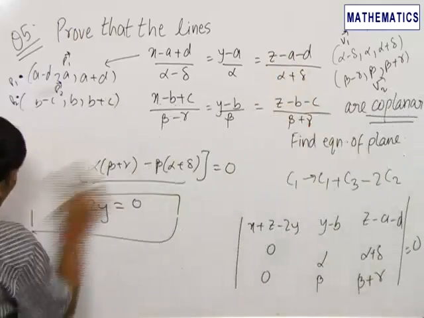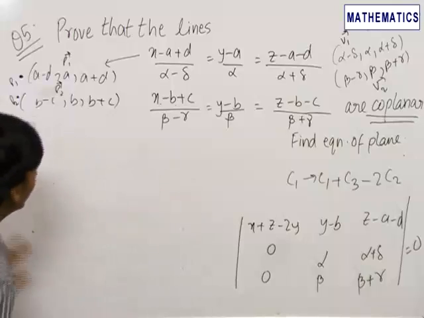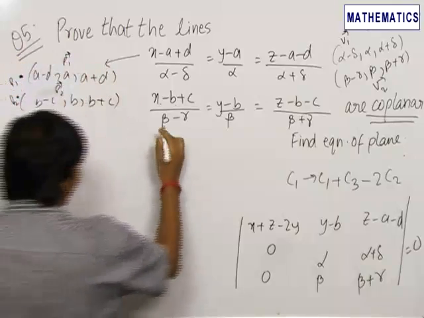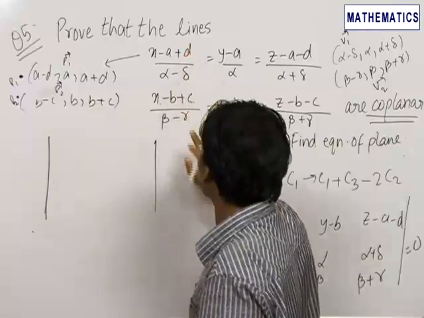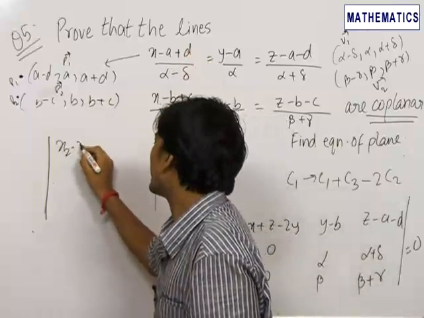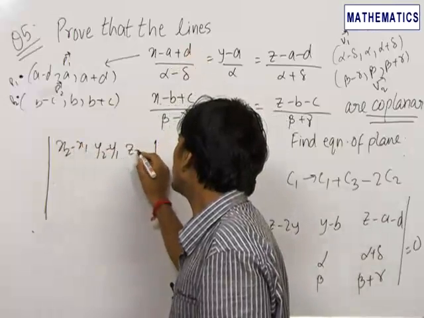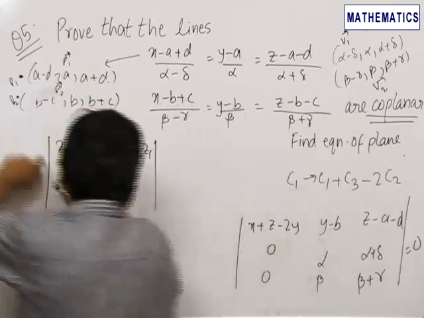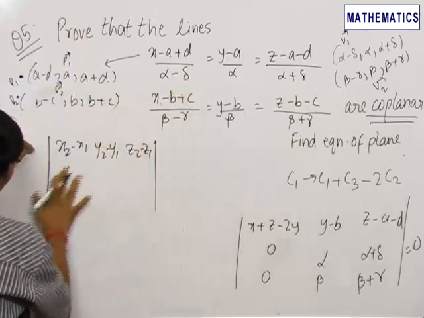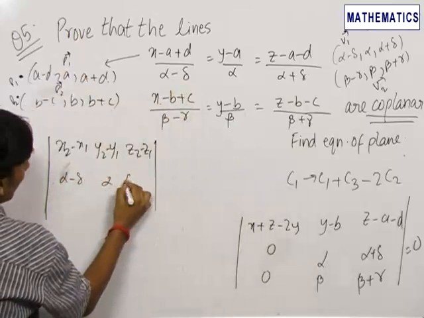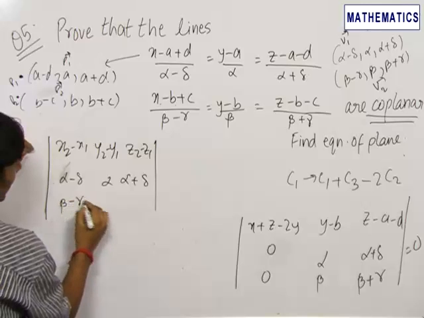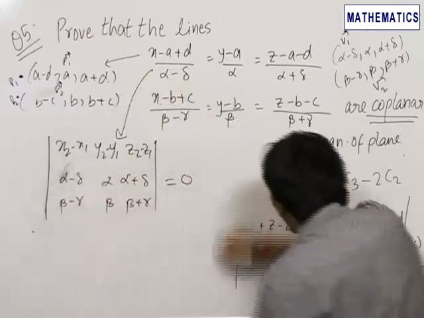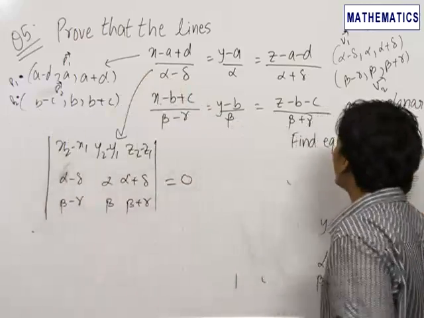So finally I'd just like to say that remember this determinant method, in which you do not need to understand this or remember this also. Just remember the determinant method, that if two lines are coplanar, then the points, write down the points here, x2 minus x1, y2 minus y1, z2 minus z1, and the direction ratios, that is alpha minus delta, alpha plus delta, and beta minus gamma, beta and beta plus gamma, this will be equal to 0 for this question.